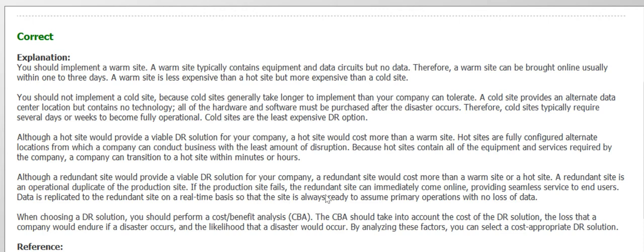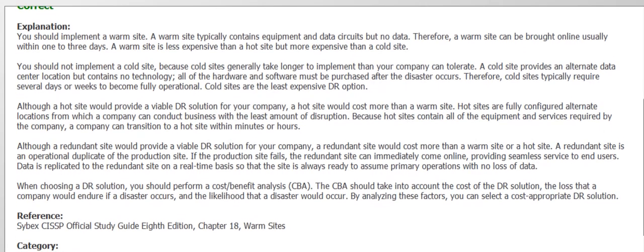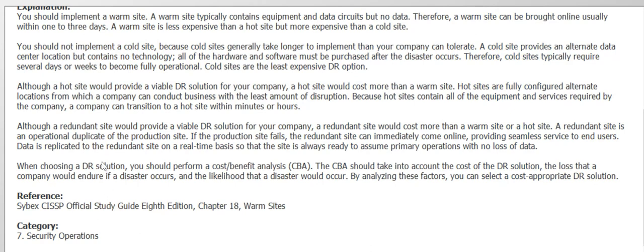If the production site fails, the redundant site can immediately take over, come online, and provide seamless services to the end users. Data is replicated to the redundant site on a real-time basis, so this site is always ready to assume primary operations with no loss of data. When choosing a DR solution, we should always perform a cost-benefit analysis, and it should take into account the cost of the DR solution and the loss which a company can endure if a disaster occurs.